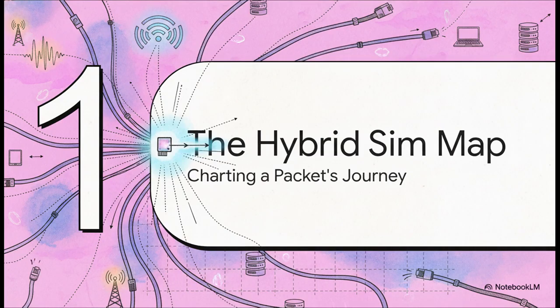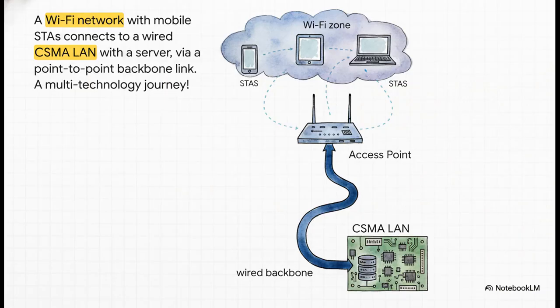Before we can send our data anywhere, we need a map. We have to chart out the digital world that our little data packet is about to travel through. And here it is. This is the network layout from the third.cc script. Up top, you've got the Wi-Fi zone with a few mobile stations, or STAs. Just think of these as our phones or laptops. They all talk to a central access point. That AP then connects to a wired backbone, which finally leads down to a wired CSMA LAN.